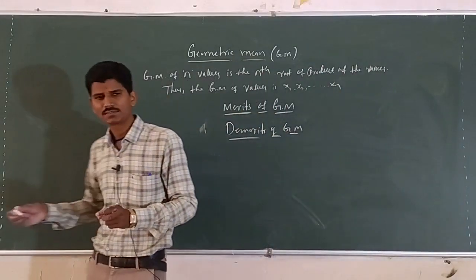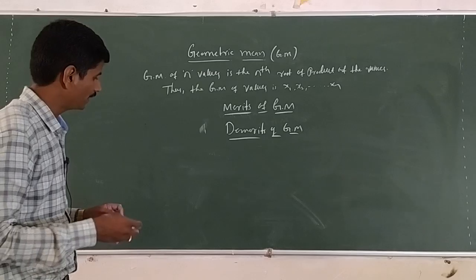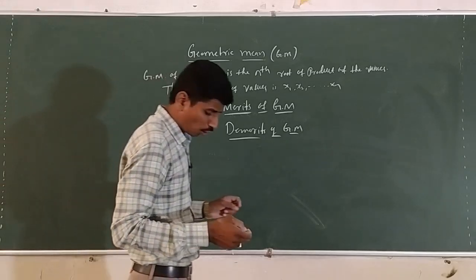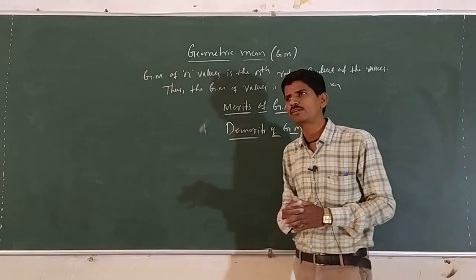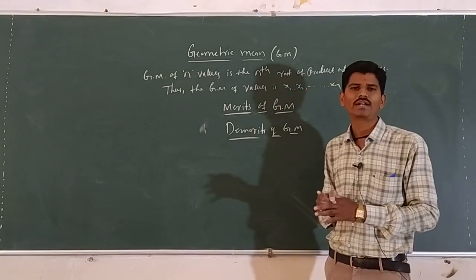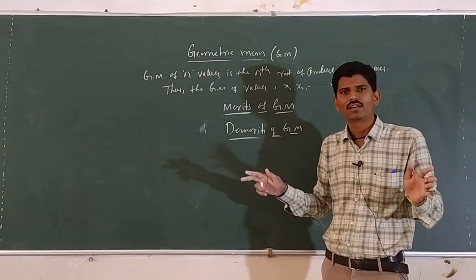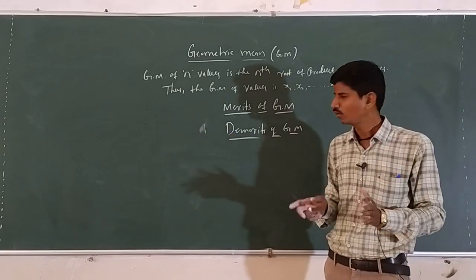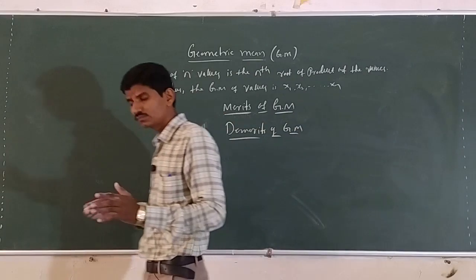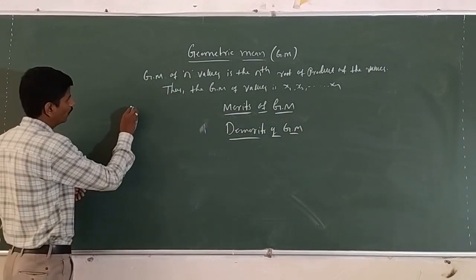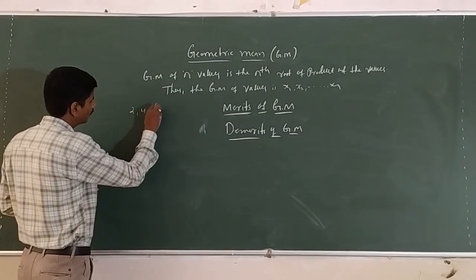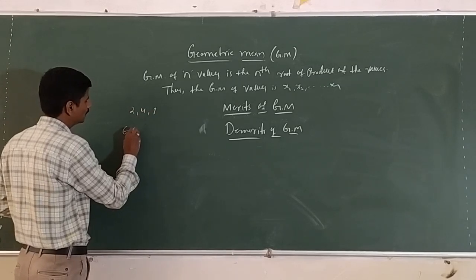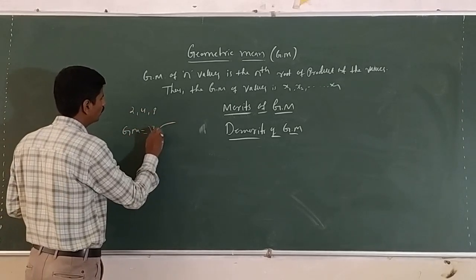The second one is that the geometric mean cannot be calculated if any one of the observations is 0 or negative. For example, 2, 4, 8. Calculate GM: GM equal to the cube root of 2, 4, 8.